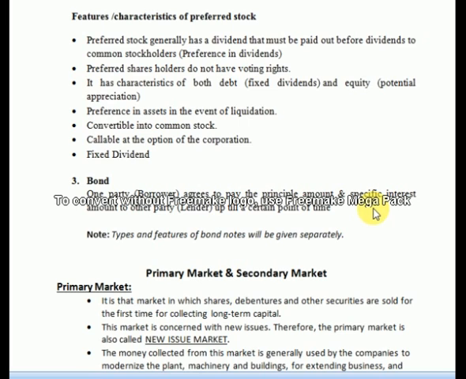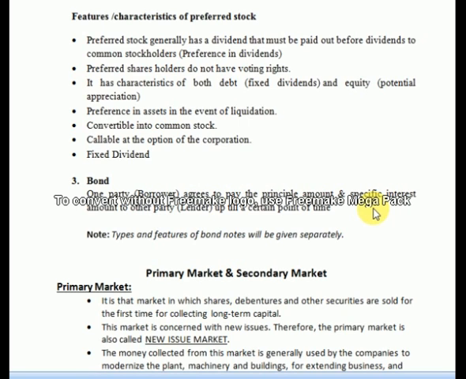It means that the first feature and characteristic is that preferred stock has priority in the dividends. When the company earns and declares the dividends, first they will give to the preferred stockholders, and after this they will give to the common stockholders.